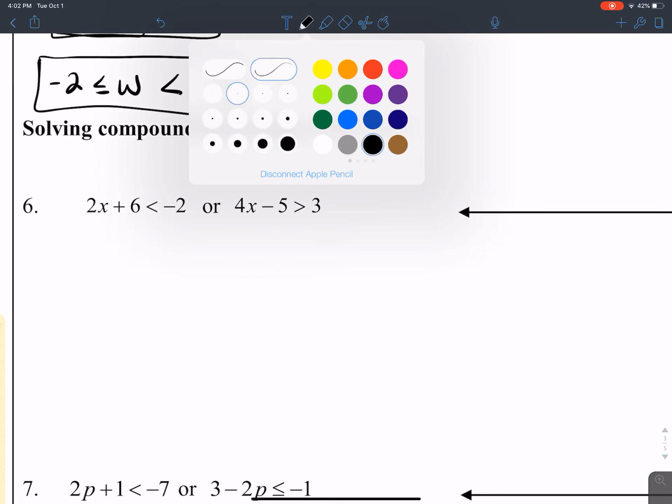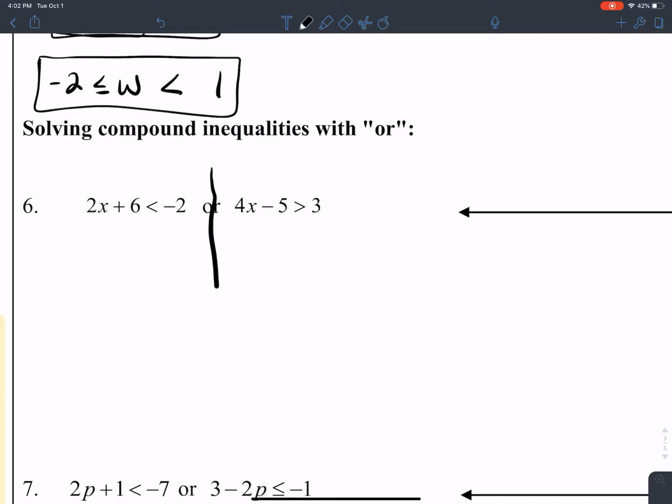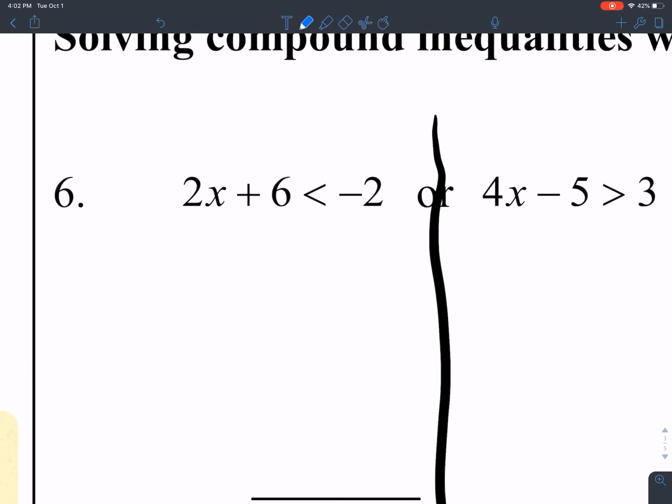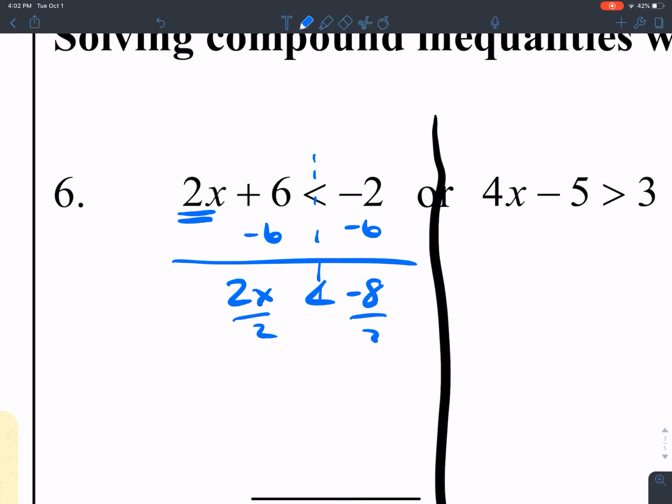When it comes to an or, ors can never be combined. So I put a big black line down the middle to remind myself that we just solve separately because we can never combine them. So I'm just going to do one at a time. So I do this one. I'd subtract 6 from both sides because I'm trying to get this x by itself. And I would divide by 2. So I have x is less than -4.